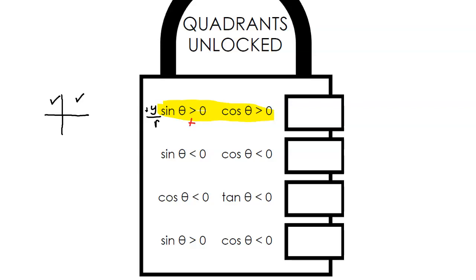Looking at cosine, cosine is made up of x over r. Again, greater than 0 also means positive. So where is cosine positive? Cosine is positive in the first quadrant and also in the second quadrant. Where do these two overlap? They're going to overlap in that very first quadrant. So this answer will be quadrant number 1.